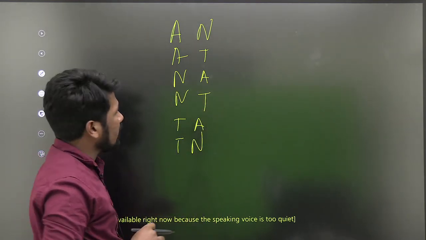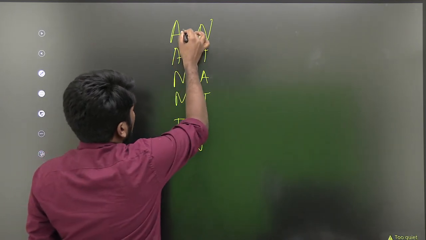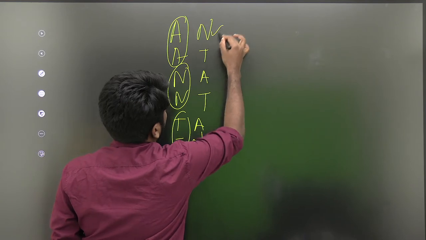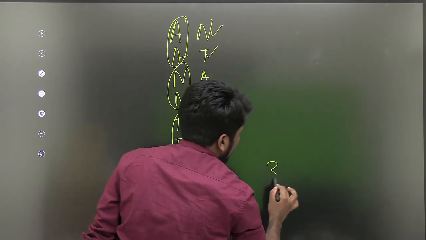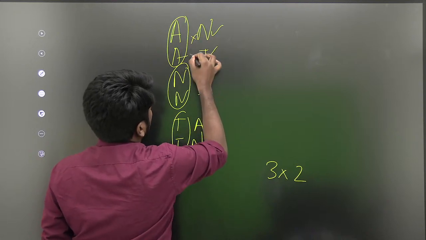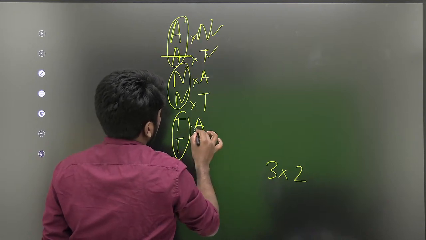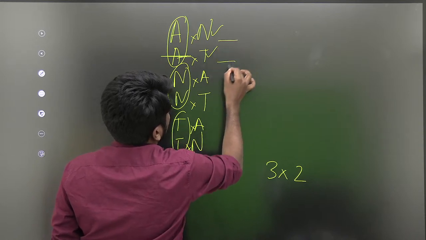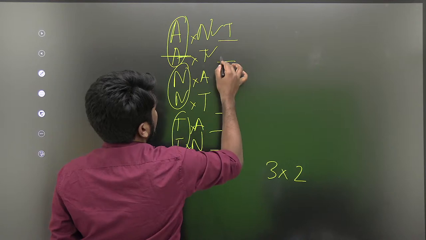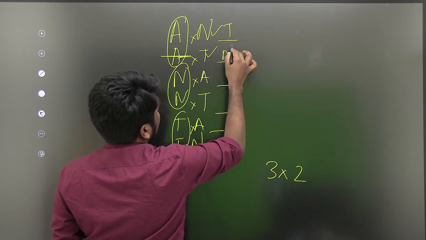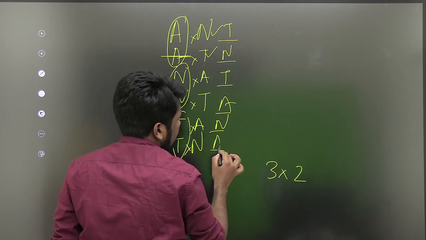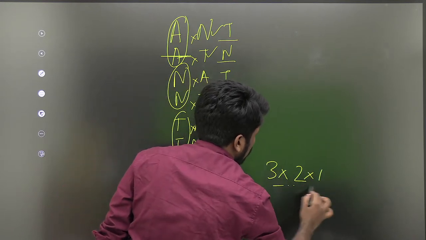Are you all understanding? That means for each of these three letters, there are two ways you can fill the second position. 3 into 2. And for each of those 3 into 2, 6 ways, there is only one way the remaining position can be filled in each of those cases. Why only one way? ANT, TAN, ATN, NAT, NTA, TNA. That is why 3 into 2 into 1.